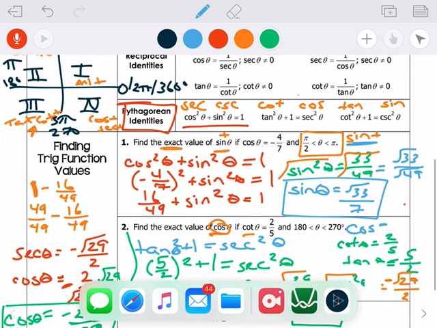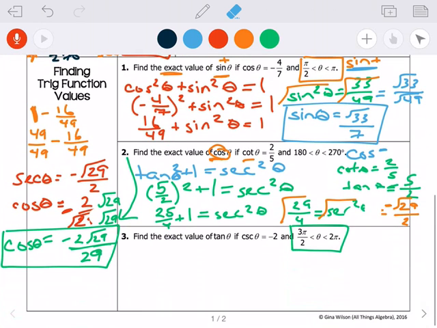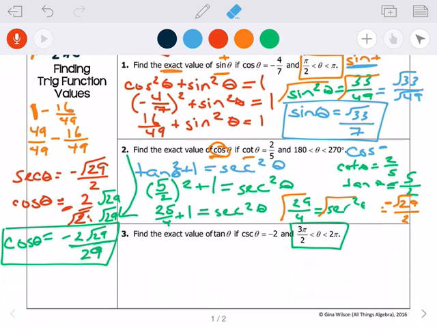Alright, let me see if I can get this scrolled down. Okay, there we go. So in scrolling down to number 3, we know tangent of theta equals negative. Something we want to keep in mind for our final answer.